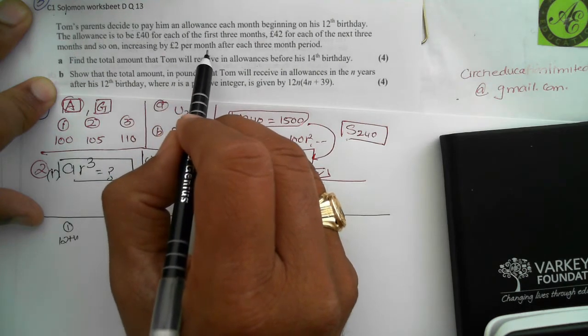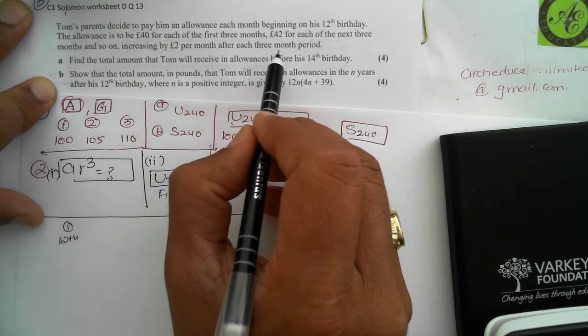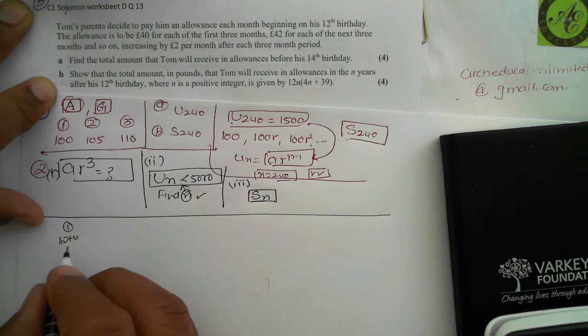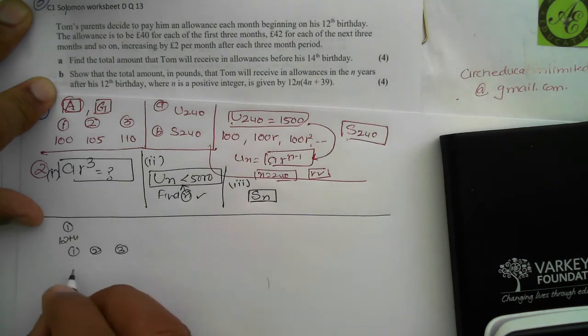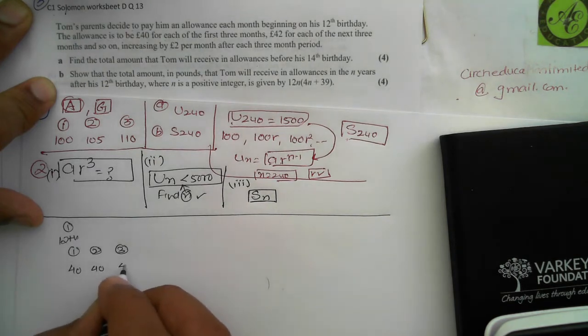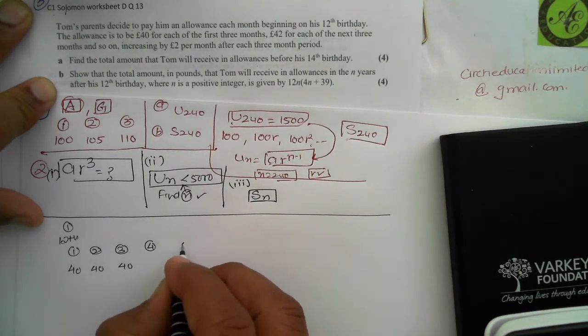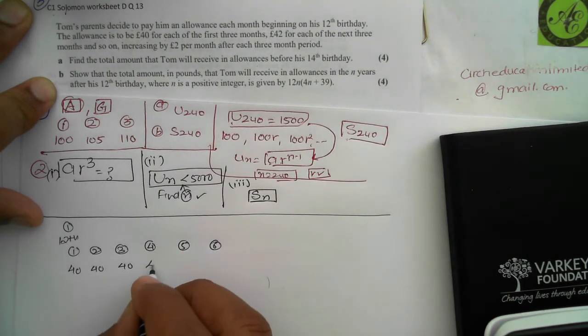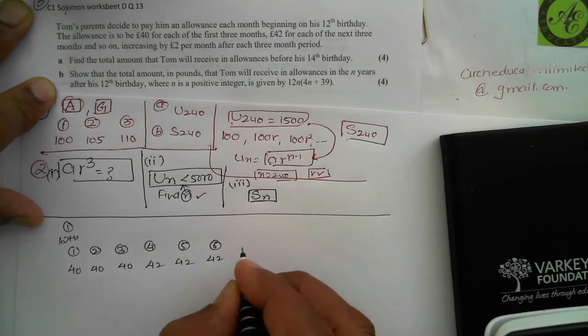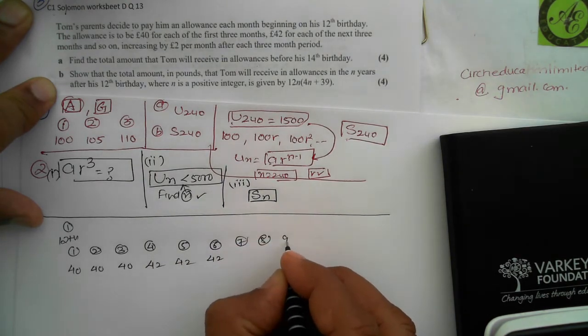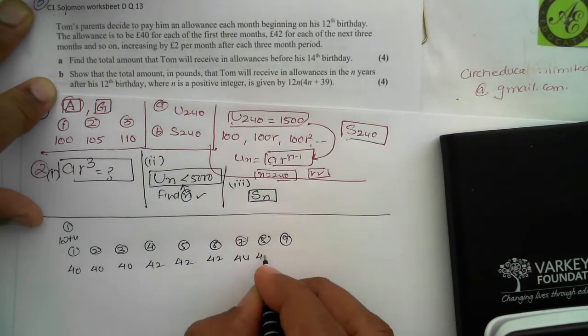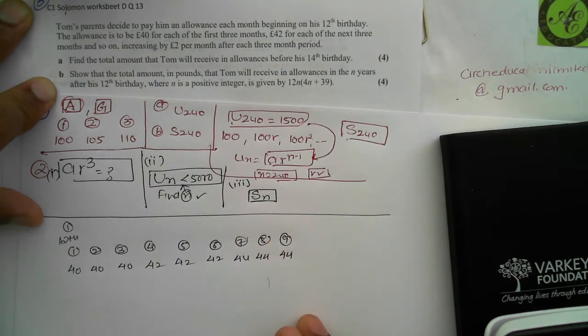So that means what, guys? First month, second month, third month, this is 40, 40, 40, then fourth, fifth and sixth, going to be 42, 42, 42, then seventh, eighth and ninth, this will be 44, 44, 44. Really important to identify how your sequence or series is progressing.